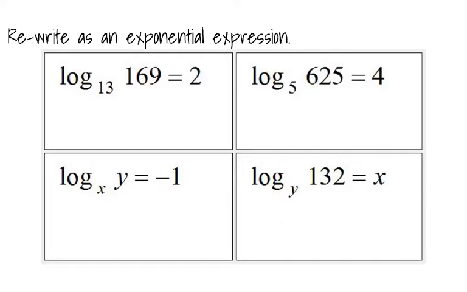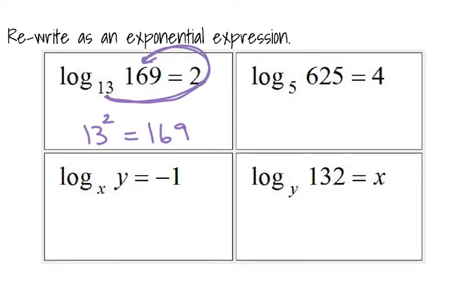I call it the circle, okay? So the circle starts at the subscript and moves around this way. So 13 to the power of 2 equals 169. So see how I'm starting? I hit the 2, that's a square, and then to the 169.